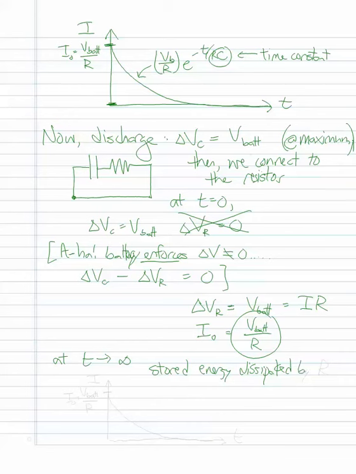By the resistor. And so I'll make it a little bit smaller here because it's exactly the same, but over time we start with some initial value that's again the battery voltage over R, and it drops off exponentially. Okay.